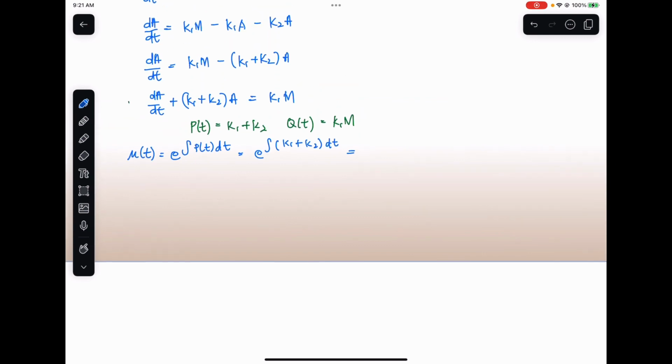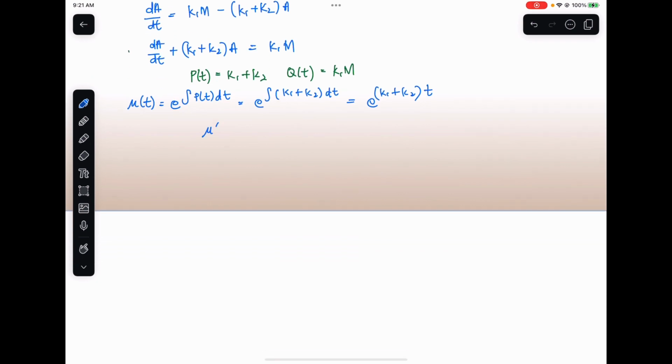From here, we can get that the integrating factor will be e raised to (K1 plus K2) times t, for our integrating factor. So now we compute for the solution. That is mu of t, times A, since this is linear in A.